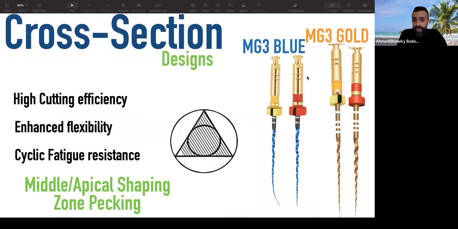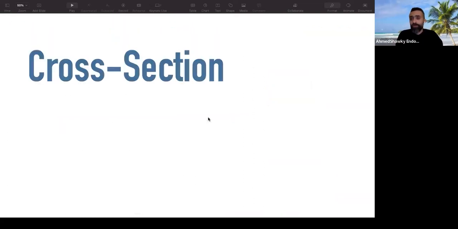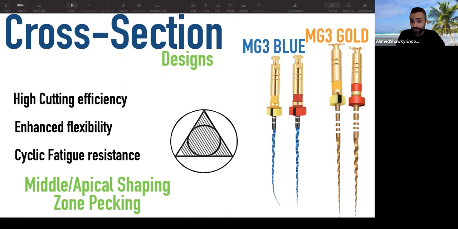The shapers like the MG3 Blue 2004, for example, the 2504, the 2506, and all the assortments have a smaller cross section, like the triangular cross section. These files are made for body shaping, to body shape the canal, the middle part. I need to shape the middle part of the root canal with these files, so I need to have reduced metal core. This will impose some flexibility on the file because I increase the size of the file, so I need the metal core less. So these files are used for middle and apical shaping with a zone pecking motion.